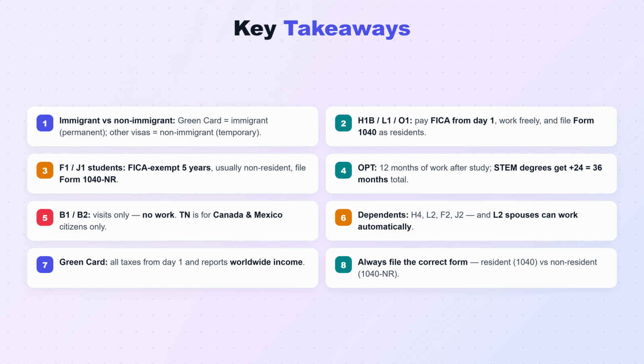6. Dependents include H4, L2, F2, and J2, and L2 spouses can work automatically. 7. The green card means all taxes from day 1 and reporting worldwide income. And 8. Always file the correct form, resident 1040 versus non-resident 1040-NR.